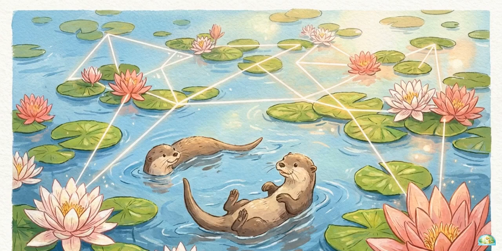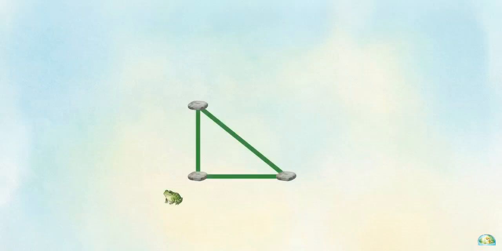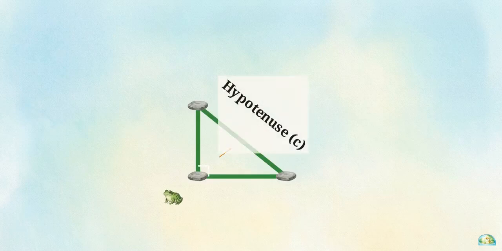The first step is always locating the right angle. Once you find it, look directly across from it. That opposite side is always the longest side, known as the hypotenuse. The math is based on a specific balance.